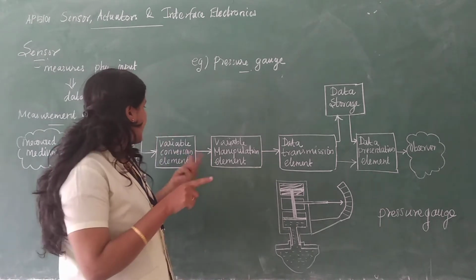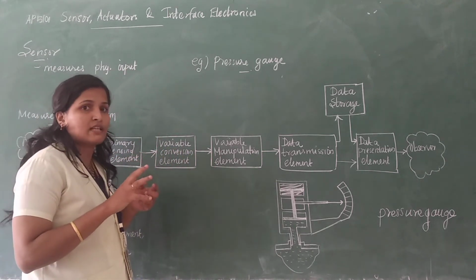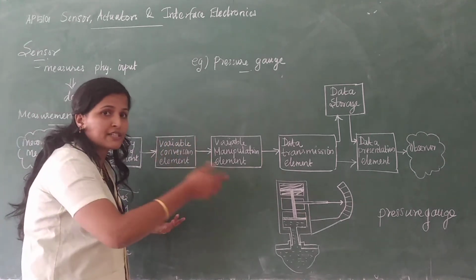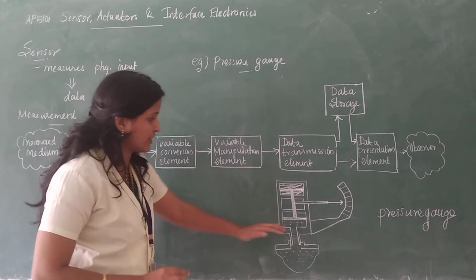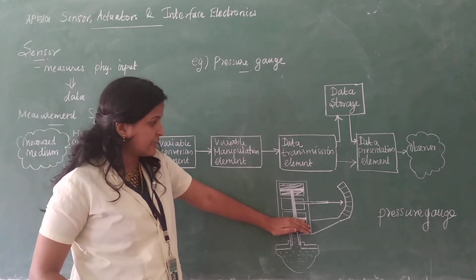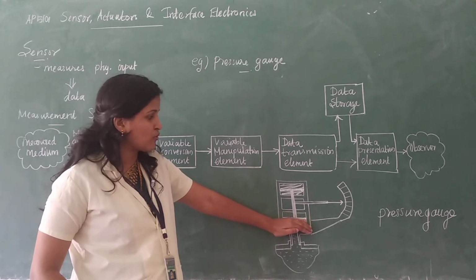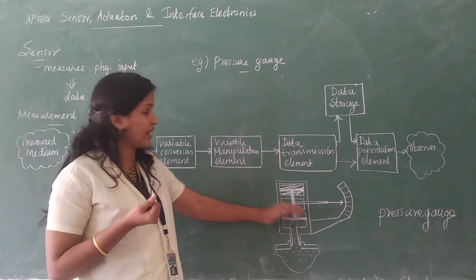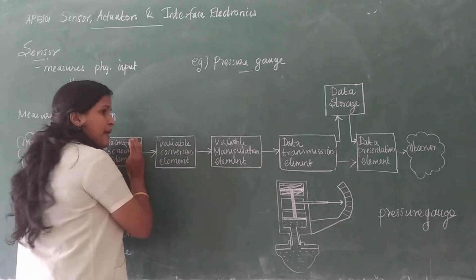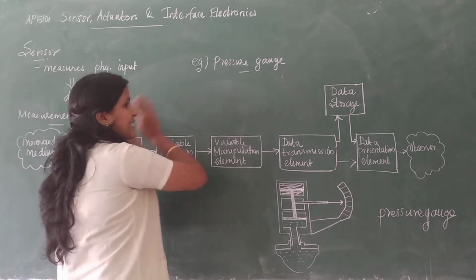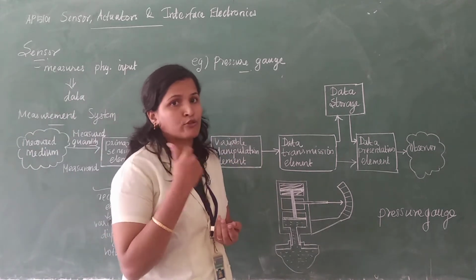As I said, what is the sensing element? It's combining the sensing and conversion element. It converts the pressure into some other parameter. So here, based upon the pressure, the piston moves, right? That means based upon the pressure, some force is created. So the primary sensor senses the pressure and the conversion element converts it into a force.